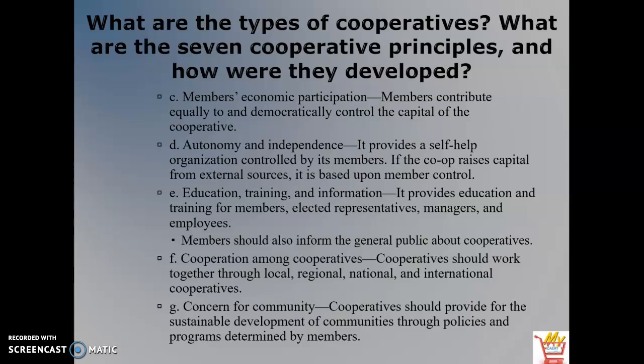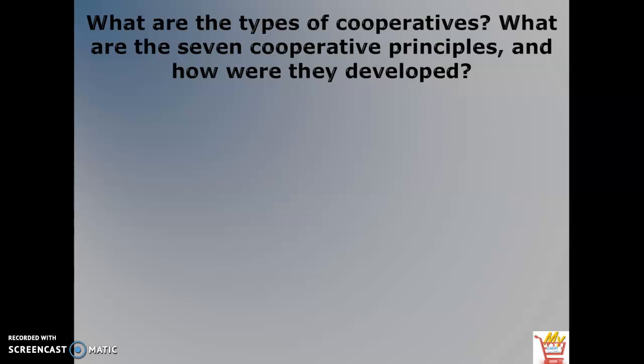And finally, cooperatives should have a concern for the community. Cooperatives should provide for the sustainable development of communities through policies and programs determined by the members. So those are the 7 principles of a cooperative.